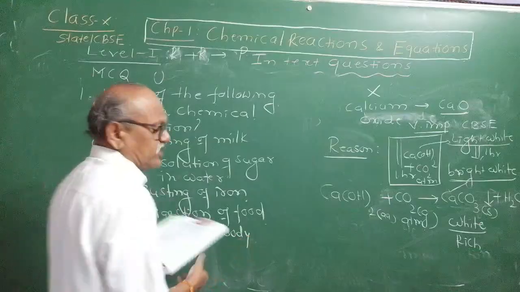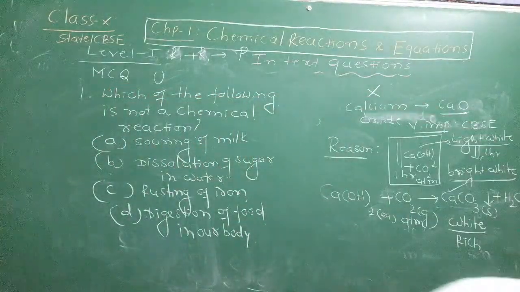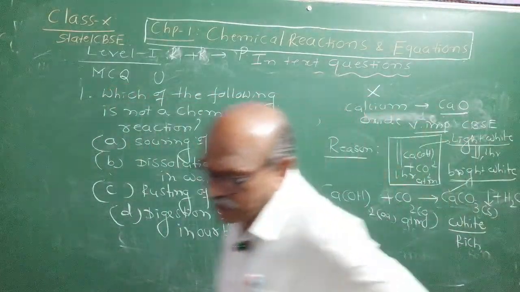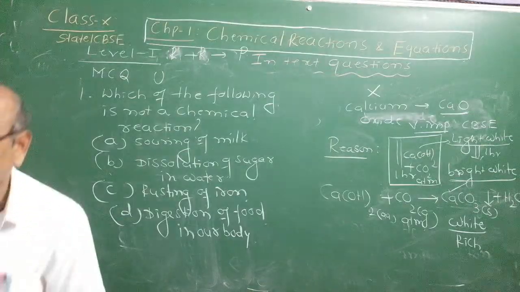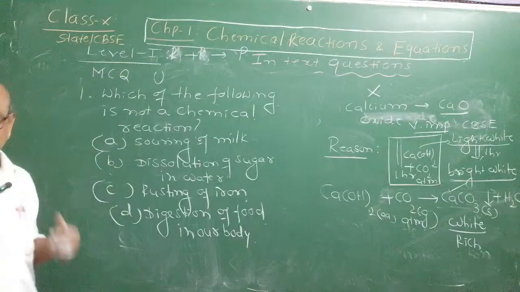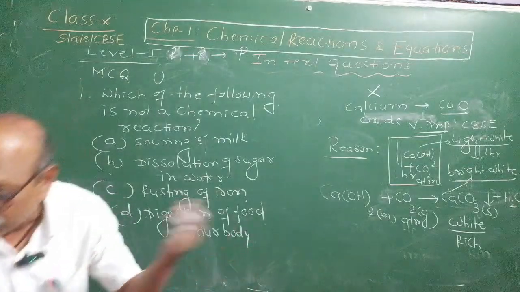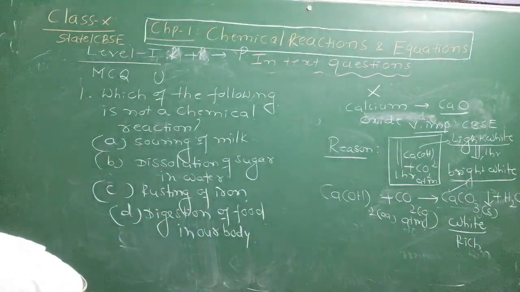Study such MCQs, very interesting. Which one is your correct answer? You can answer. Black and white photography uses silver bromide. Earlier, silver bromide or silver chloride was used.